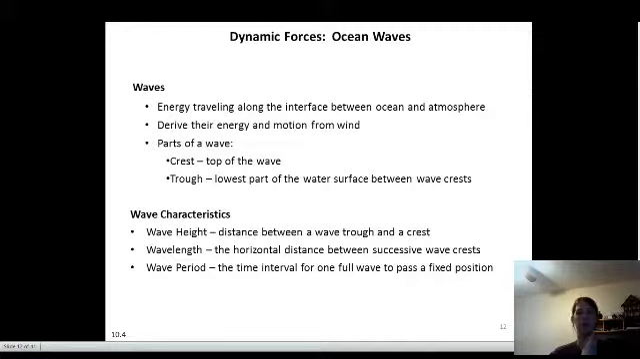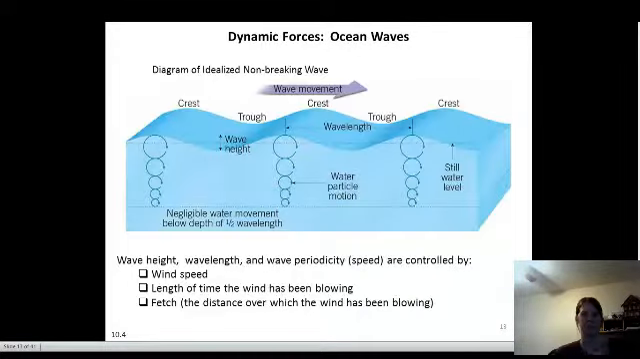And the wave period is the time interval for one full wave to pass a fixed position. So you have your wave cresting and how long it takes to get past that and your next crest to hit that same point. That's your wave period. So here's a diagram of a wave. So we've got our crest and our trough, and our wave height is that height difference between the high and the low. And our wavelength is the distance between one crest to the next crest.